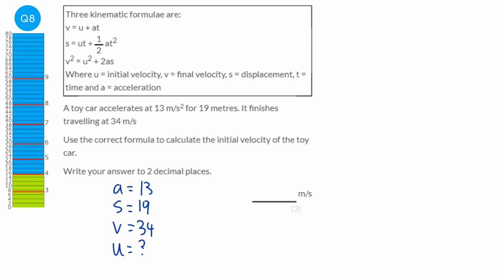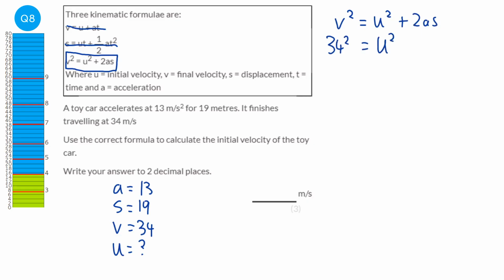So which of these formulae include a, s, v and u? That's got a t in it, that's got a t in it, so it's going to be this one here. So let's write that out. V squared equals u squared plus 2as. So that would be 34 squared equals u squared, because that's the one we're looking for, plus 2 times 13 times 19.